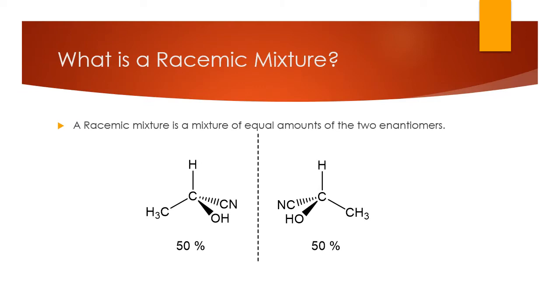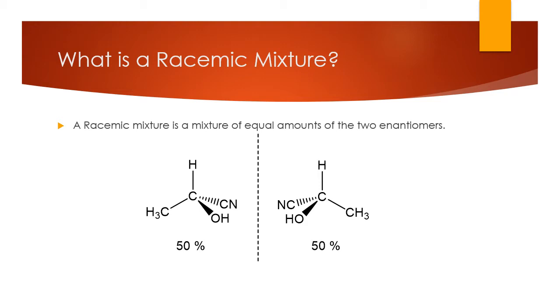A racemic mixture is a mixture of equal amounts of two enantiomers. These two structures here are classed as enantiomers. They are chiral carbons, carbons with four different groups, and they are non-superimposable mirror images of one another. That's what we mean by enantiomers or optical isomers, and we've got an equal amount of each.